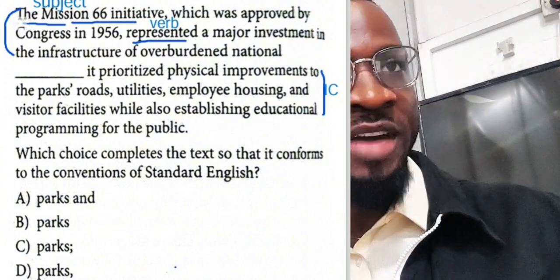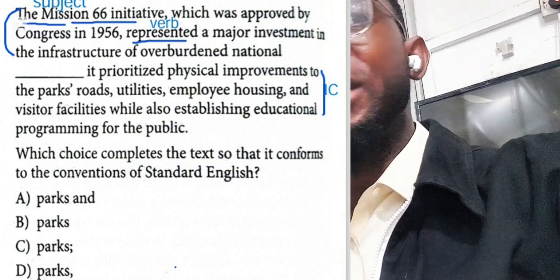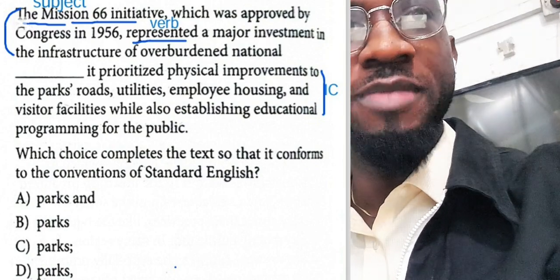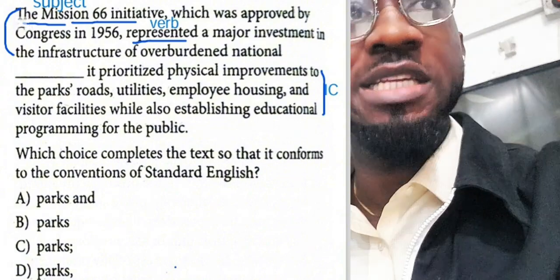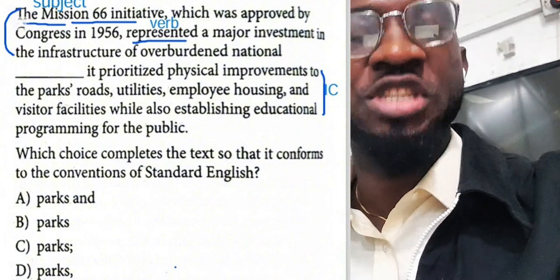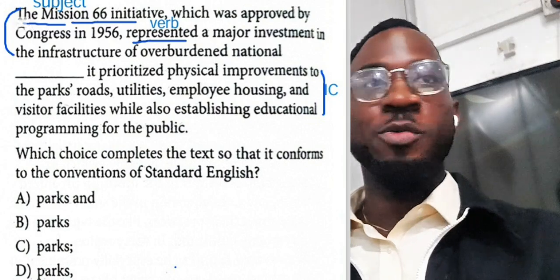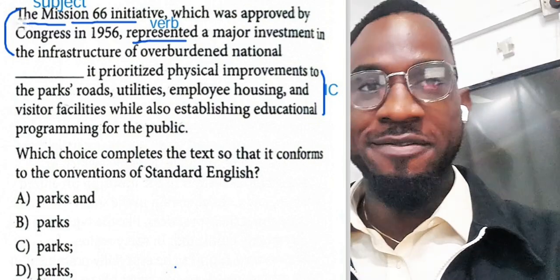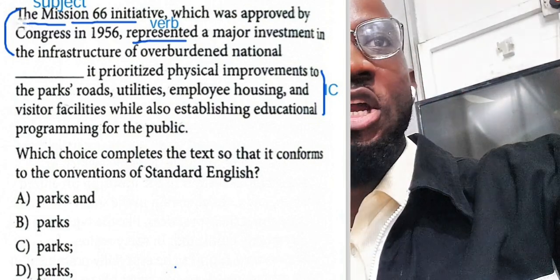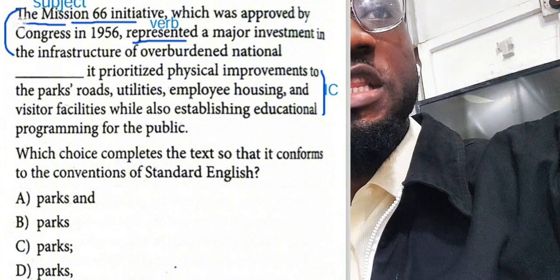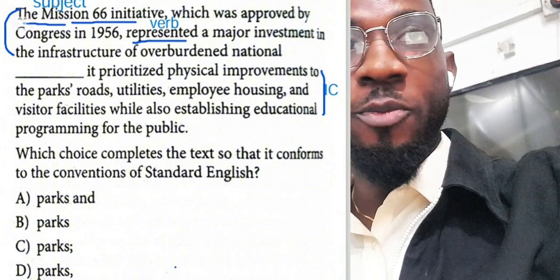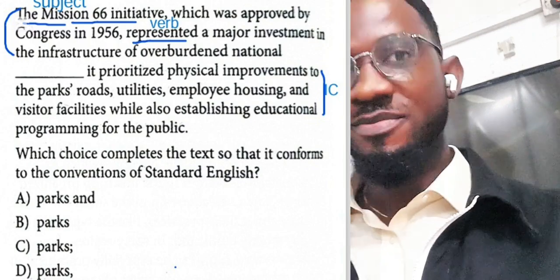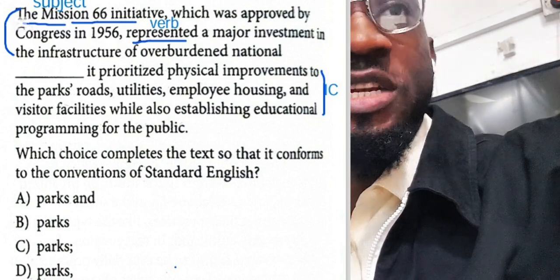Now, what do we have after that? It prioritized physical improvement to the park's roads, utilities, employee housing, and visitor facilities. So obviously we also have another independent clause after. In this case, the independent clause begins with the word it, and we know we can have a subject pronoun, right? So you see, the semicolon option is the best in the list.